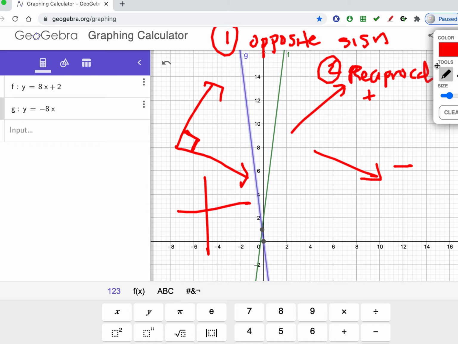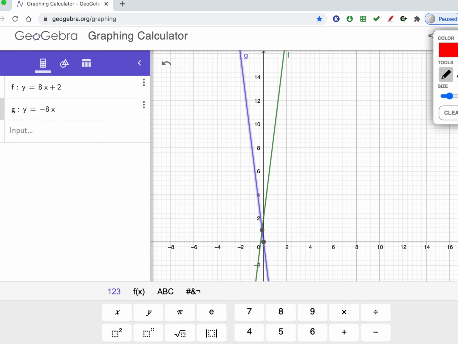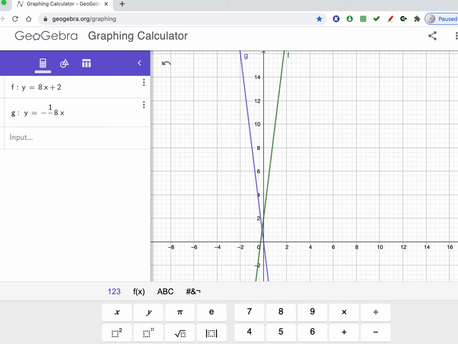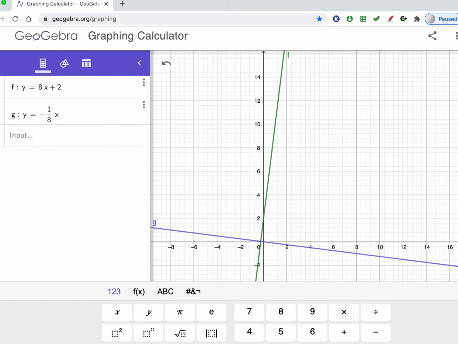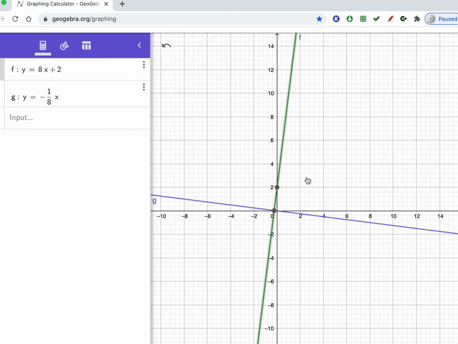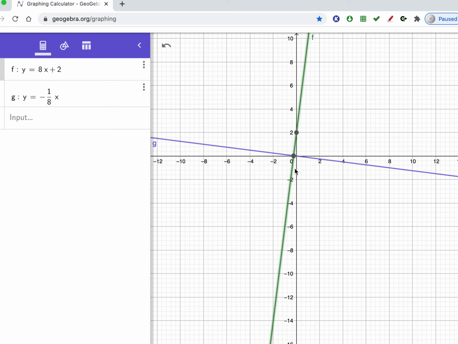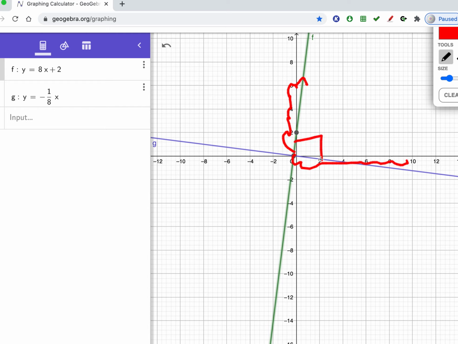the number upside down. So let's take a look in our graph. Instead of negative 8, we need negative 1/8. And now we have 90-degree angles or perpendicular lines. And so it makes sense. If I'm going this way, up 8 over 1, to get this way, I do the opposite. Down 1 over 8, and it'll give me 90 degrees.